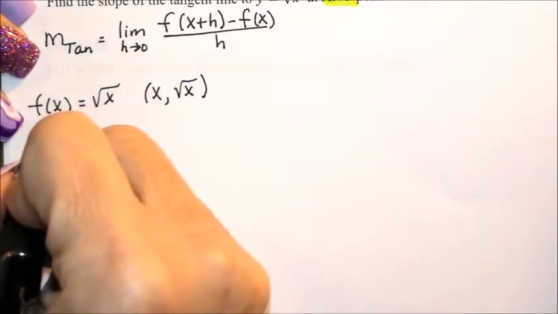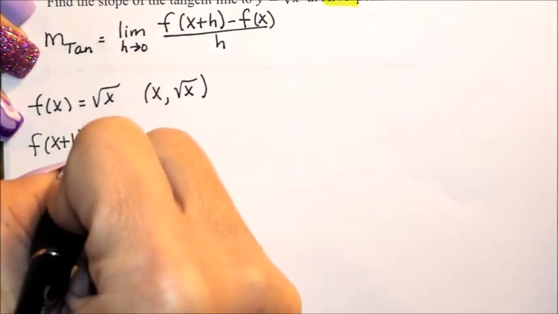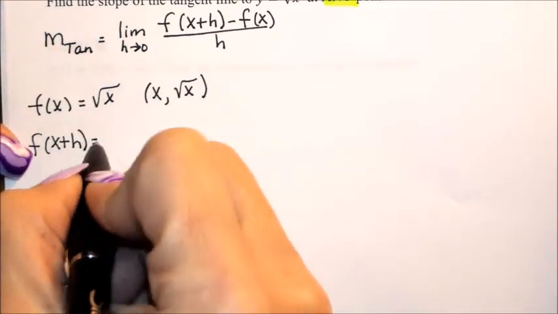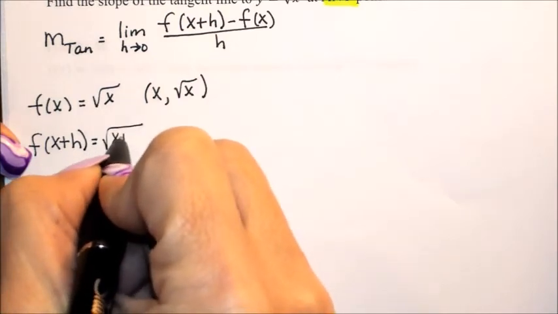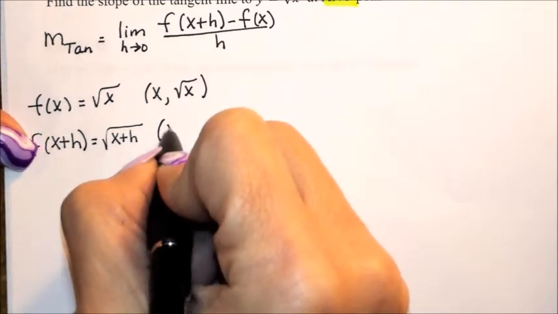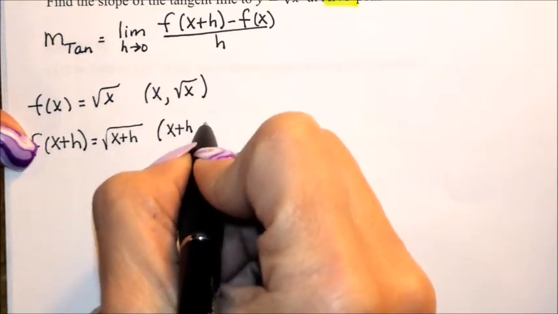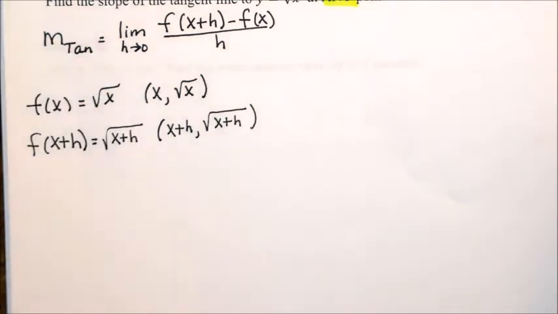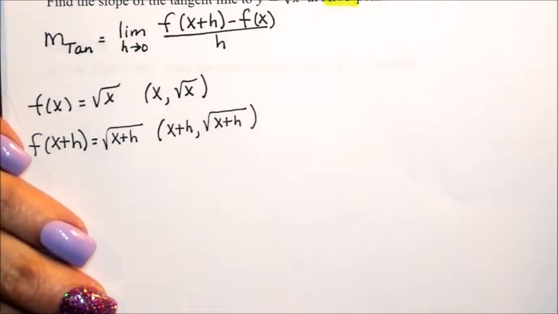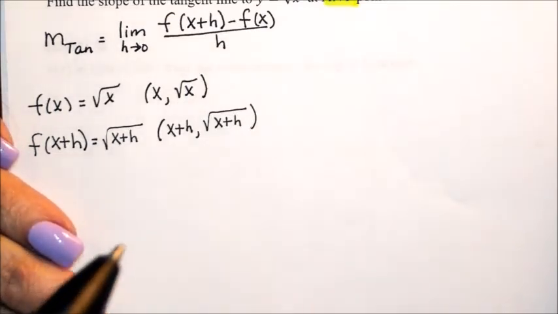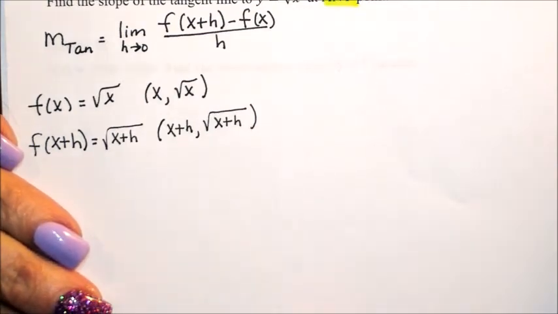Now I need to find f of x plus h. That would be everywhere there's an x, I'm going to put x plus h. The square root of x plus h. I'm replacing the x with x plus h. So my ordered pair would be: plug in x plus h, the output is the square root of x plus h. I wanted to write it like this. I think I should have done that on the video on the other ones like that too. So when I teach this in class, I'll probably do it that way, but I didn't think about it until right now. All right, so let's just do the limit.